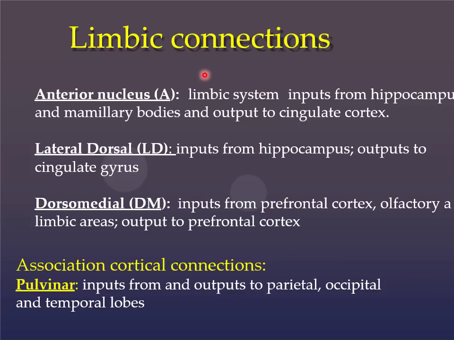There are a variety of limbic connections that we'll discuss in the future, and recognize that they include the anterior nucleus and dorsal median nucleus, and these have an important role in mood and personality features that we'll be talking about. And then there are some association cortices, like the pulvinar, that provide input to the temporal, occipital, and parietal lobes, especially integrating visual information with other.